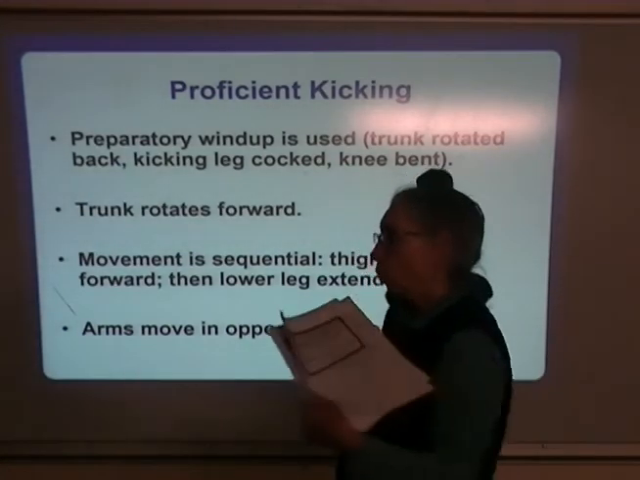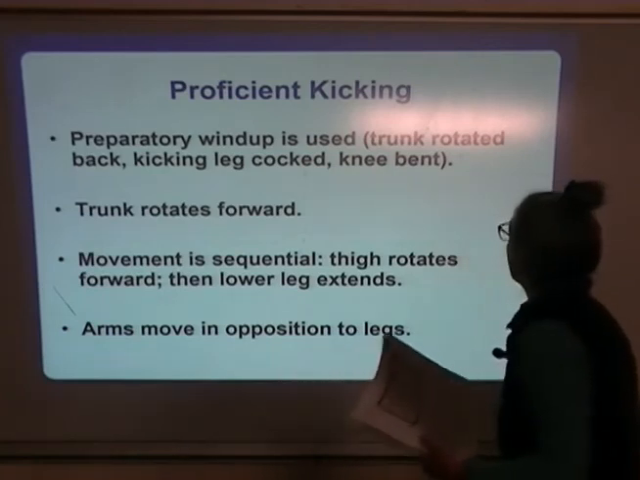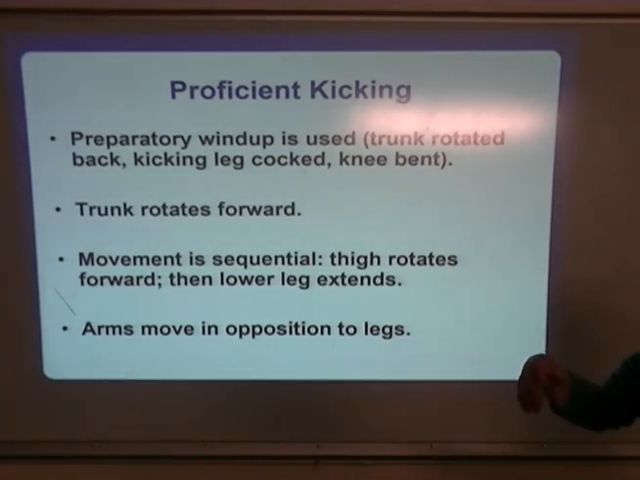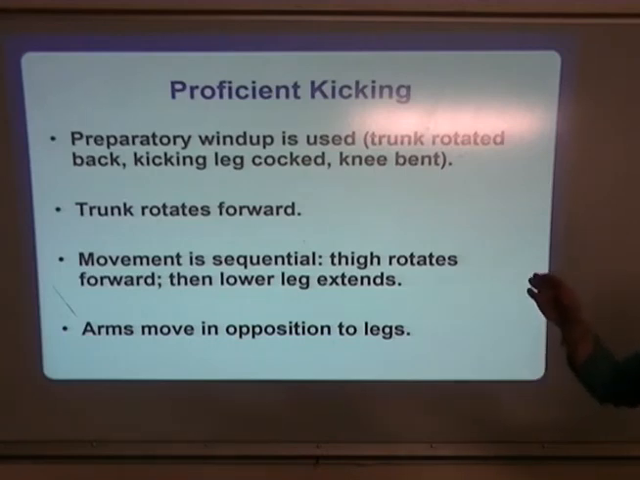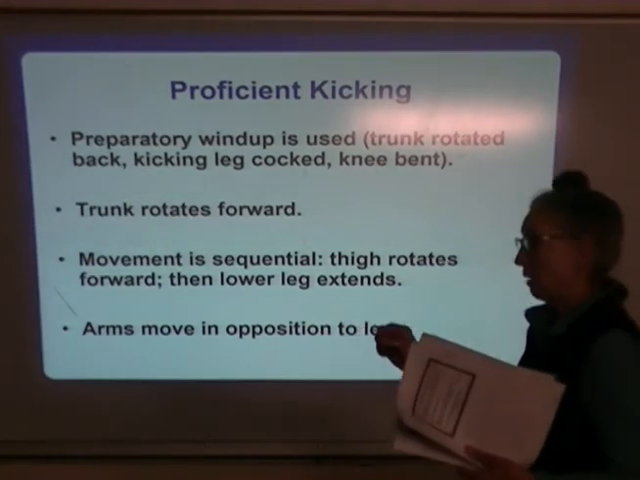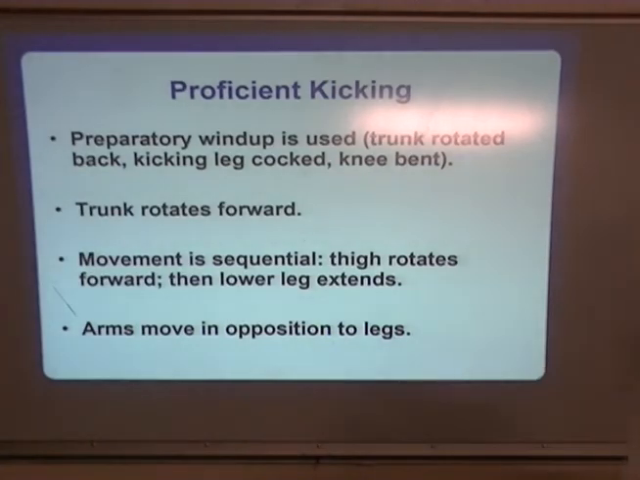So some kind of wind up, right? Remember that we're going to have the leg bent at the back, and as we get better and better, the leg wants to be as straight as it can be as it makes contact with the ball because that would apply the most amount of force. Okay. There should be opposition of the arms with the legs.